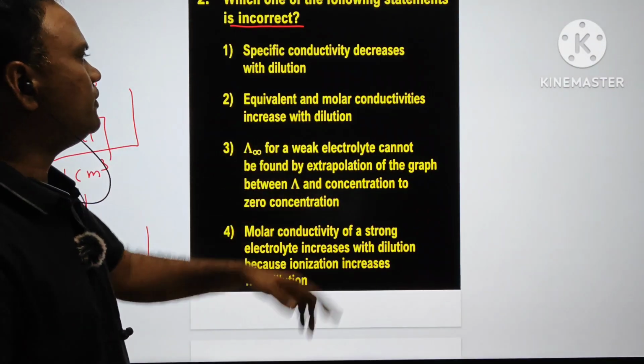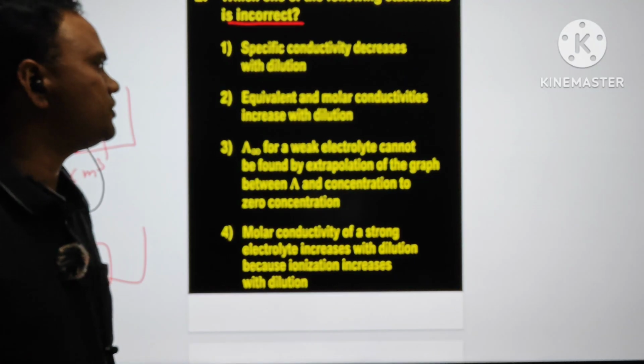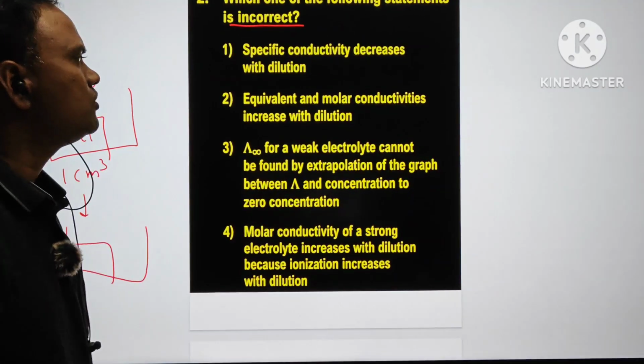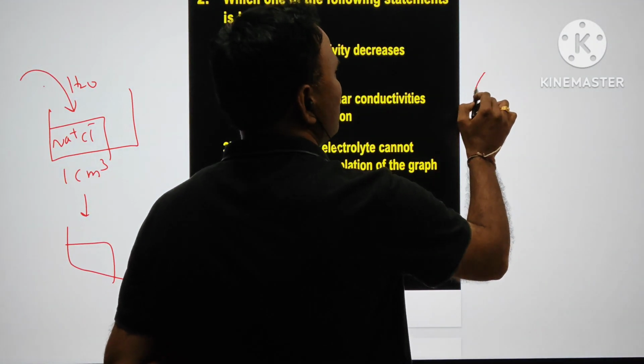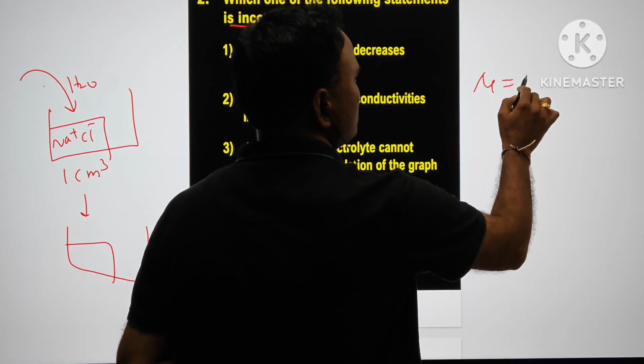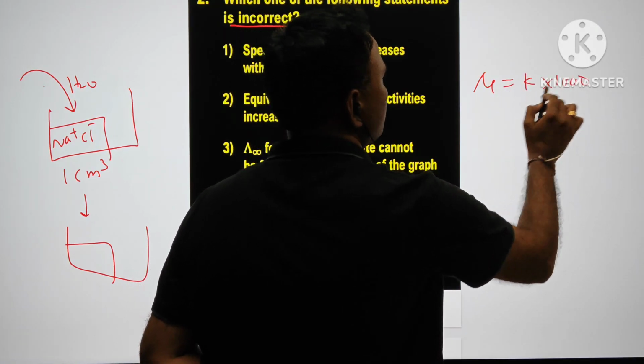Right, next. Equivalent and molar conductivities increase with dilution. What is the formula? Molar conductivity is equal to specific conductance into 1000 by molarity.